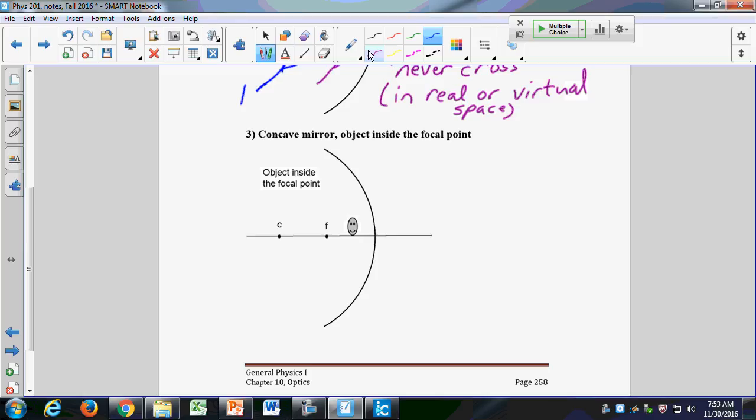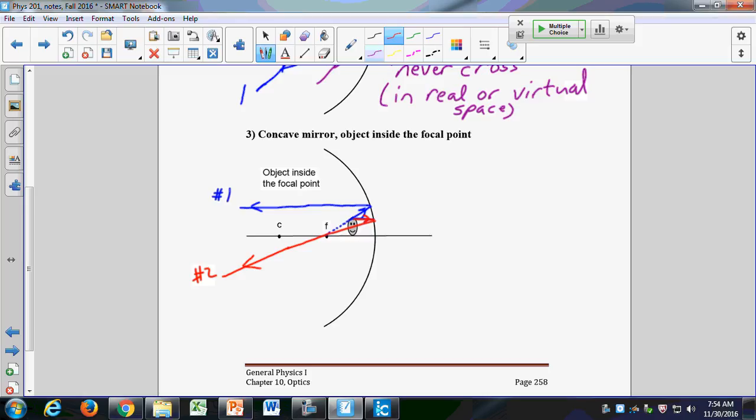Since I'm inside the focal point, I'm going to draw a ray such that it originates from the focal point and then goes up to the mirror, and then it will go parallel to the axis. So this is rule number one. The next one was parallel to the axis and through the focal point. So it is going to go parallel to the axis like this. Do it in red. Parallel to the axis, and then it traces back through the focal point like that. That's ray number two.